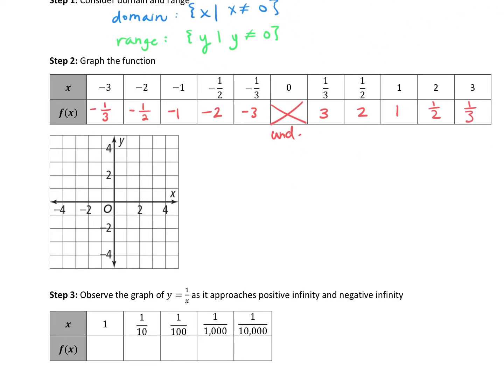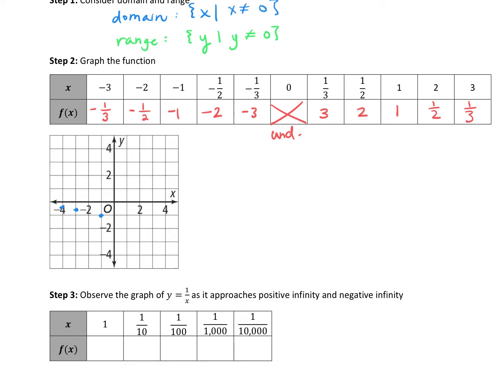We'll have to do some estimating because I see some fractions on here, but that's okay. We have, let's see, negative 3, negative a third, it's about there. Negative 2, negative 1/2, negative 1, negative 1.